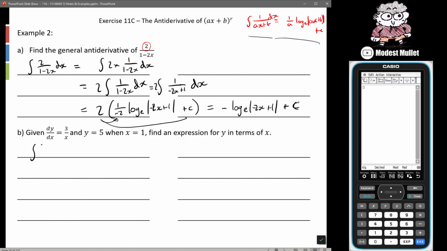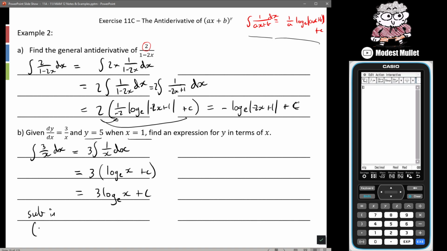So we want to anti-differentiate 3 on x with regards to x. And same thing, we can bring that 3 out the front as a scaling factor. We get 3 times the integral of 1 on x dx. That is equal to 3 times by the antiderivative of 1 on x, which is just log to the base e of x plus c, which is equal to 3 log e of x, and you can still write it as plus c. Now we were told when y is equal to 5, x is equal to 1, so we can sub that information in. I'll just write it in coordinate form. So we're given 1, 5 needs to be true.